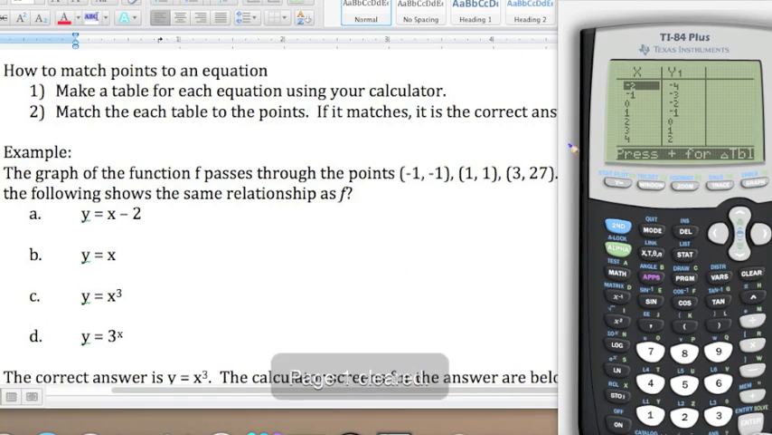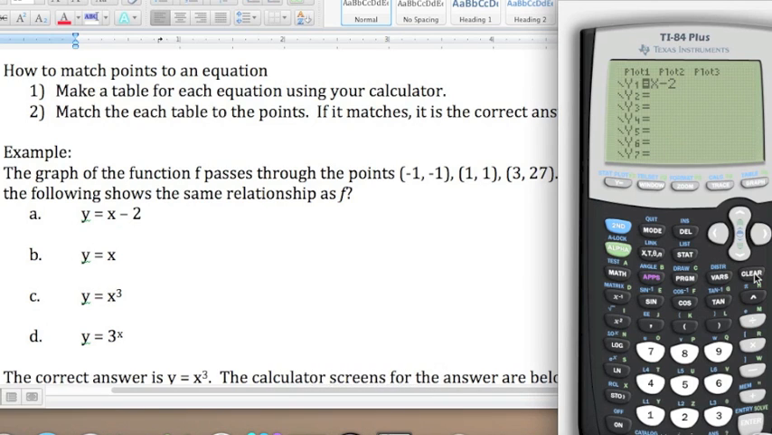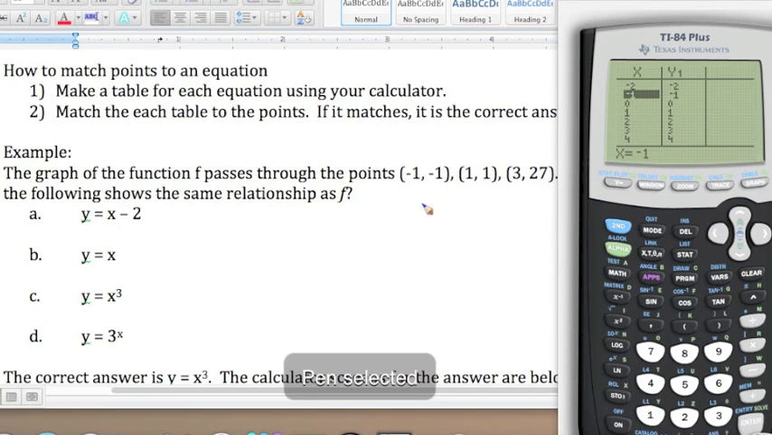Let's check B. To check B, you do the same thing. You go to y equals, and you can press the clear button to erase everything on that screen. Type out x, type second graph, and negative 1, 1 is the first point we're going to match. And you notice negative 1 does match, but all the points have to match. So we're going to check 1, 1. 1, 1 is also a match. And then we're going to check 3, 27. So 3, and our table says 3. So we know that B is not the correct answer.